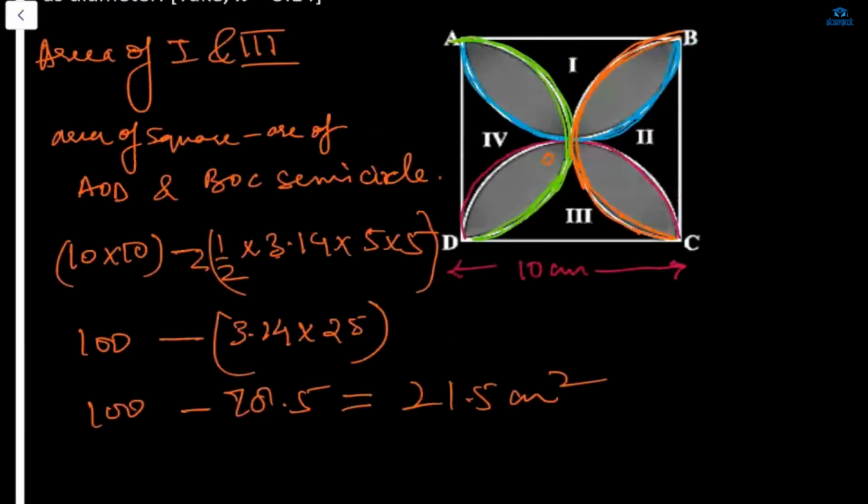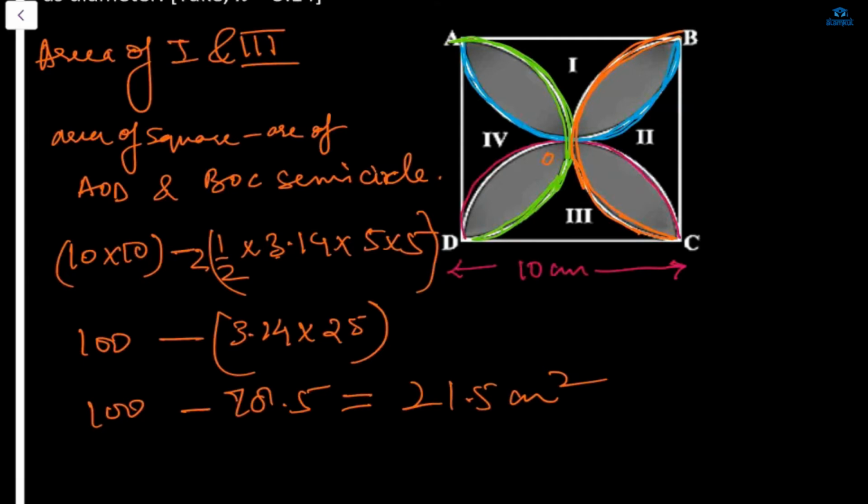Now, similarly, we can find the area. See how you can find out the shaded portion. What I'm going to do is find the area of first, second, third, and fourth, and then subtract it from the area of the complete square ABCD to get the area of the shaded region. And how can we find out the first, second, third, fourth portion area?